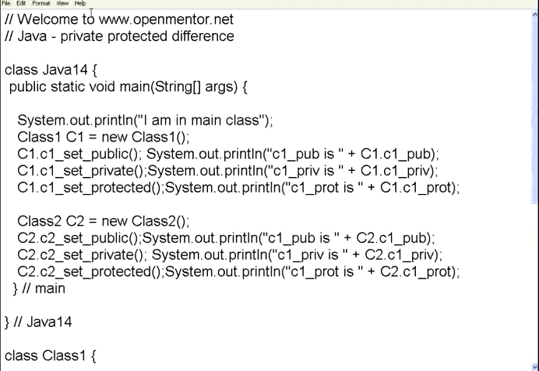In this session we are going to talk about Java access modifiers, which are private, protected, and public. We need to have a clear understanding of how these public, private, protected access modifiers work, because they are the ones which provide the ultimate information hiding process.